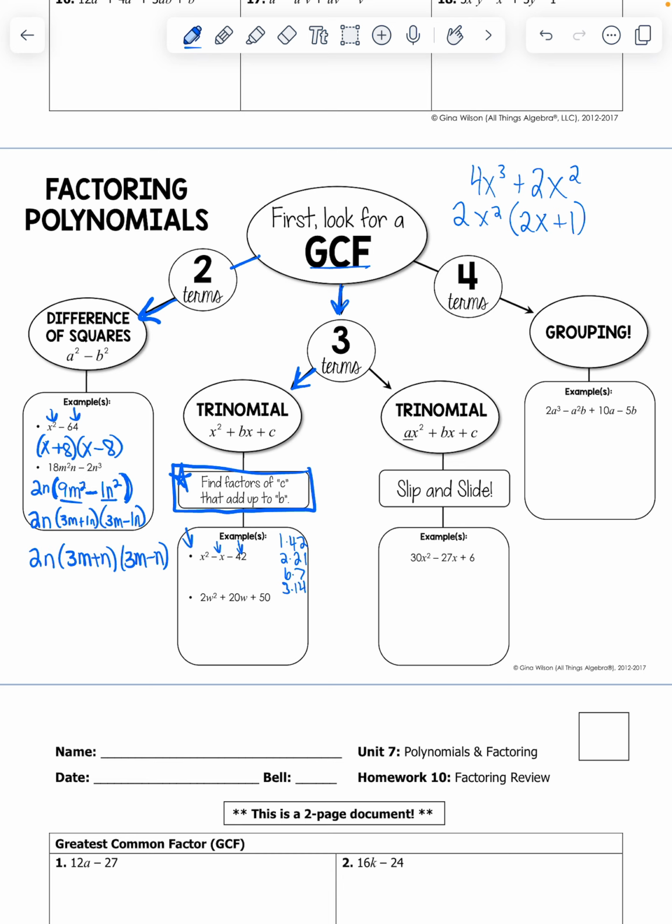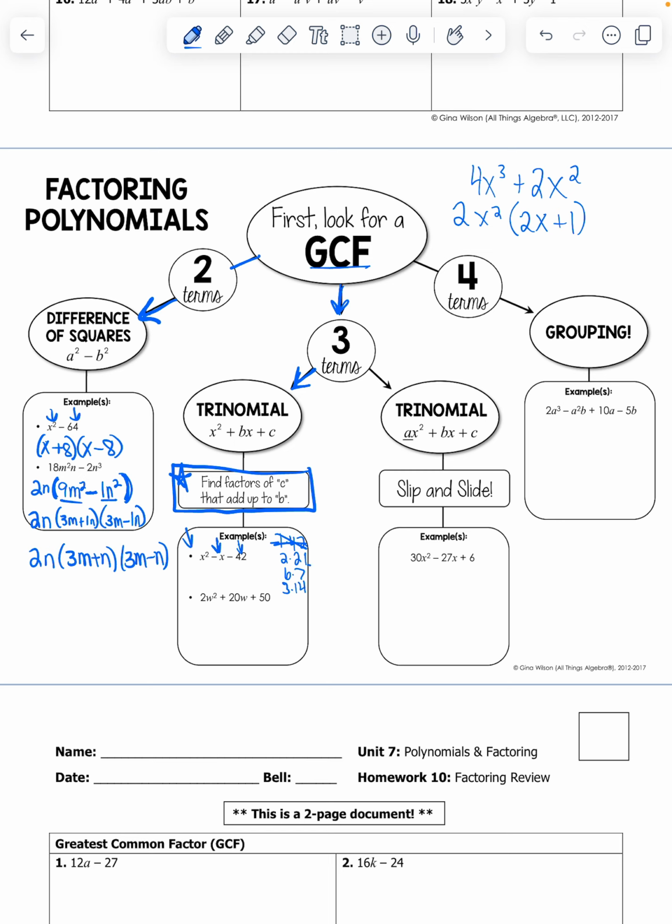So just pick a number that you want to make negative. Negative 1 times 42 is negative 42. That checks out. But negative 1 plus 42 is 41. That's not going to work. We need it to add to be negative 1. So it's not going to be this pair, and it wouldn't be if you flipped it around either, because then you were just going to get negative 41.